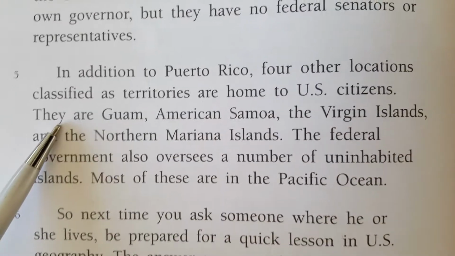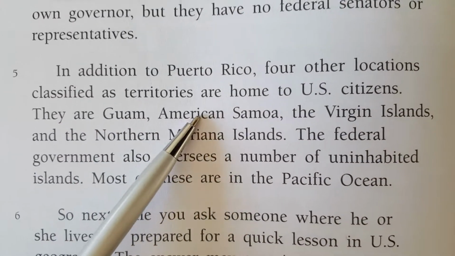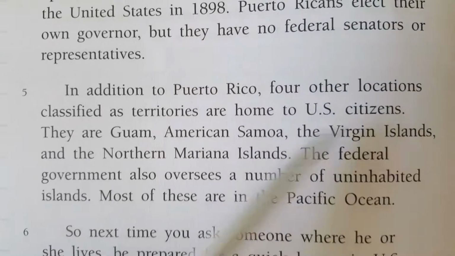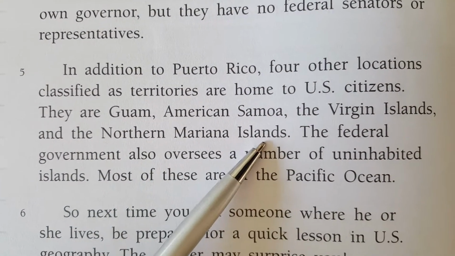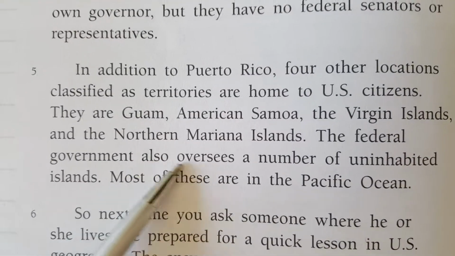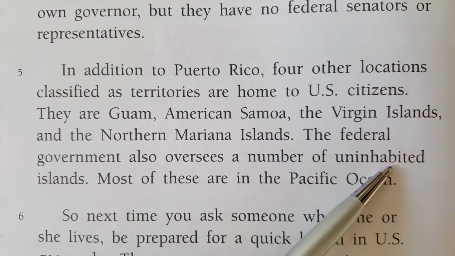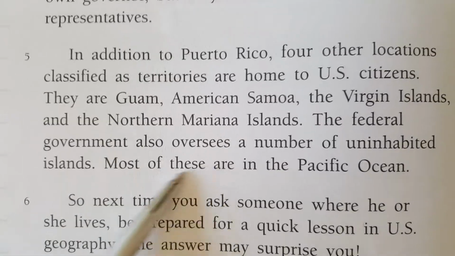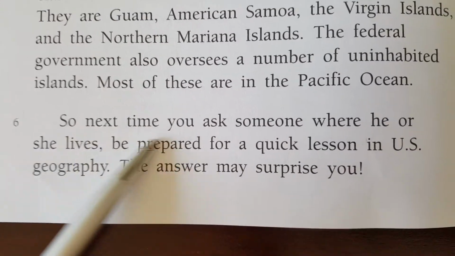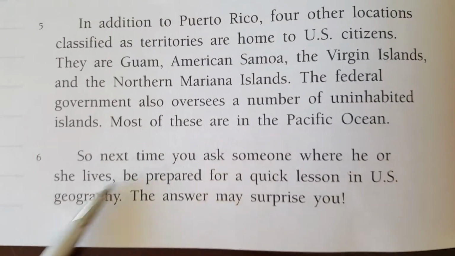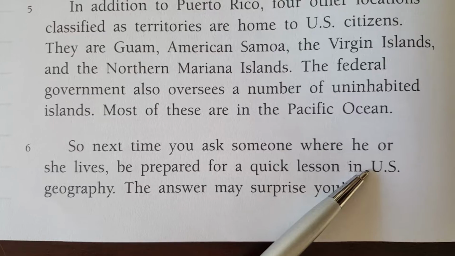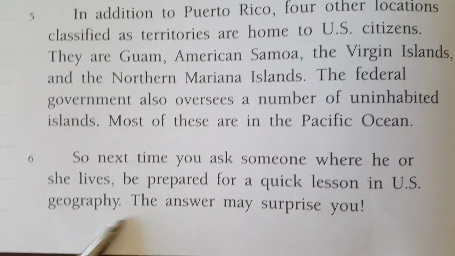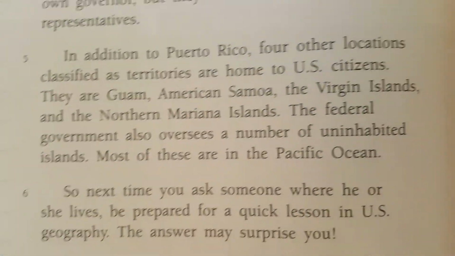Paragraph 5. In addition to Puerto Rico, 4 other locations classified as territories are home to U.S. citizens. They are Guam, American Samoa, the Virgin Islands, and the Northern Mariana Islands. The federal government also oversees a number of uninhabited islands. Most of these are in the Pacific Ocean. So, next time you ask someone where he or she lives, be prepared for a quick lesson in U.S. geography. The answer may surprise you!